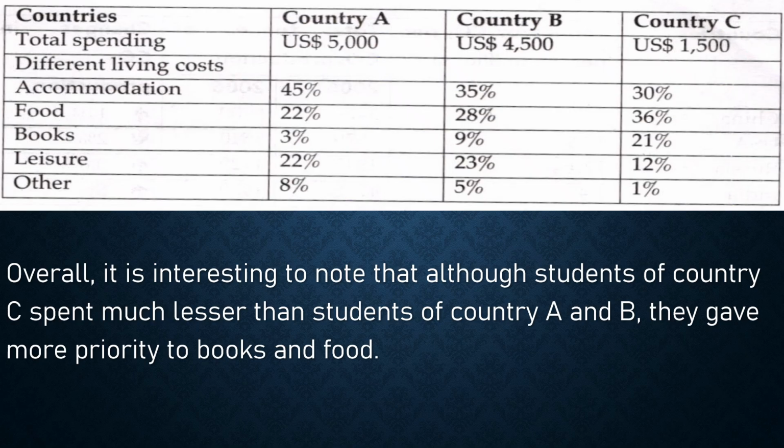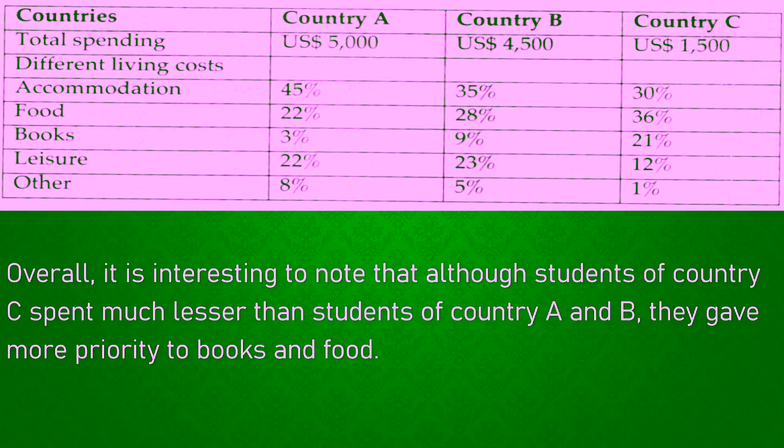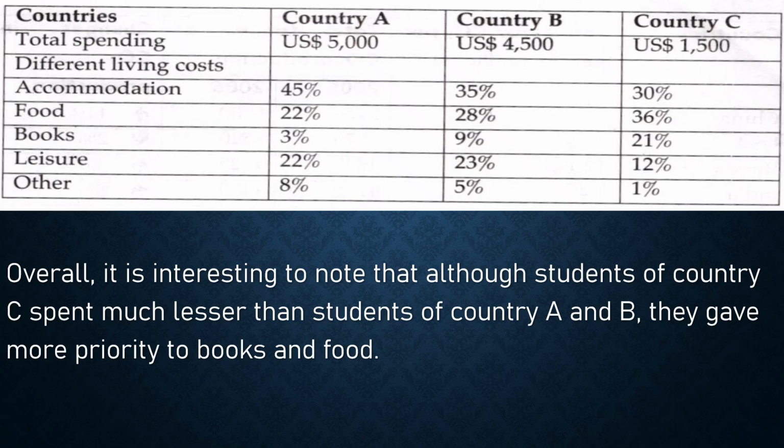Overall, it is interesting to note that although students of country C spent much less than students of country A and B, they gave more priority to books and food. So this is our major finding, that the students of country C spend 3 times less than students of country A and B, but they spent more on books and food because according to them it is more important than anything else.